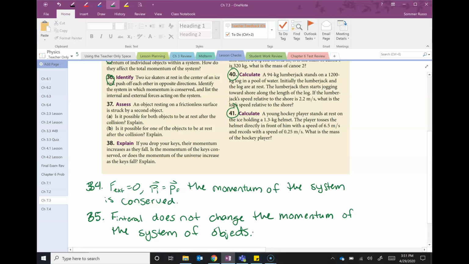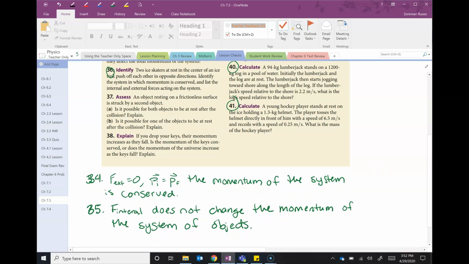All right. That brings us to number 36. Two ice skaters at rest in the center of an ice rink push off of each other in opposite directions. We want to identify the system in which momentum is conserved and list the internal and external forces acting on the system. The one thing important to notice here is that they're on an ice rink. An ice rink is a big indicator that we're talking about no friction. The system is the set of objects we're interested in. We want the total momentum to remain entirely constant.